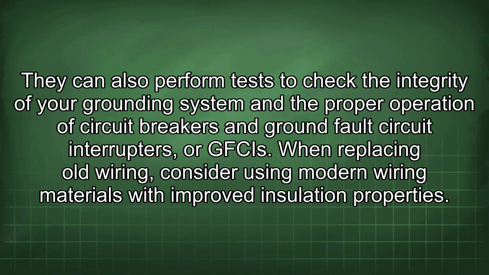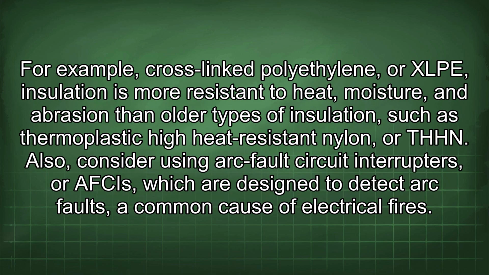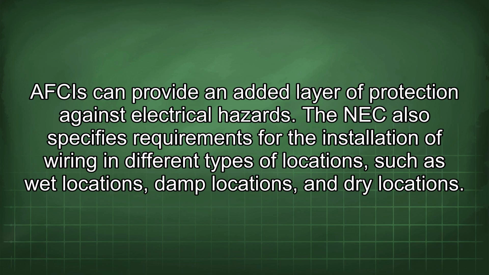When replacing old wiring, consider using modern wiring materials with improved insulation properties. For example, cross-linked polyethylene, or XLPE, insulation is more resistant to heat, moisture, and abrasion than older types of insulation such as thermoplastic high heat resistant nylon, or THHN. Also, consider using arc fault circuit interrupters, or AFCIs, which are designed to detect arc faults, a common cause of electrical fires. AFCIs can provide an added layer of protection against electrical hazards.